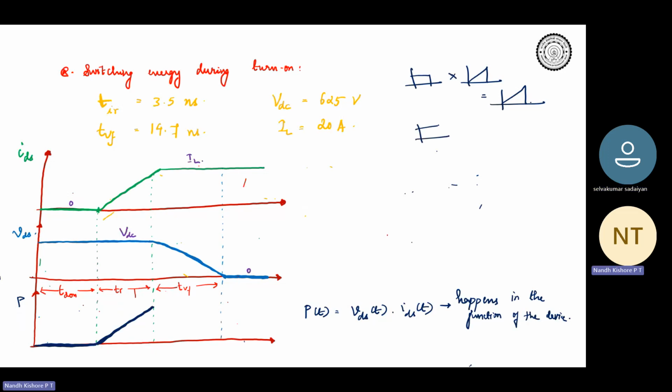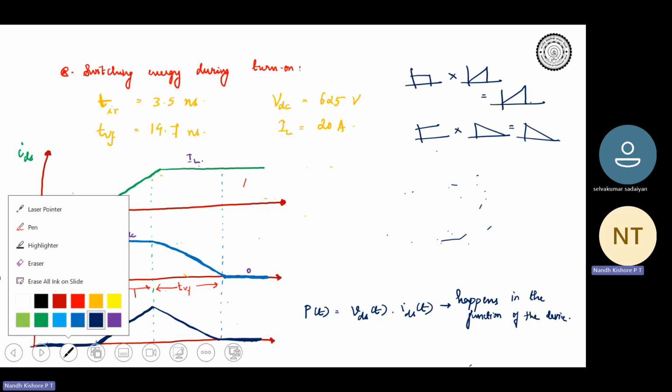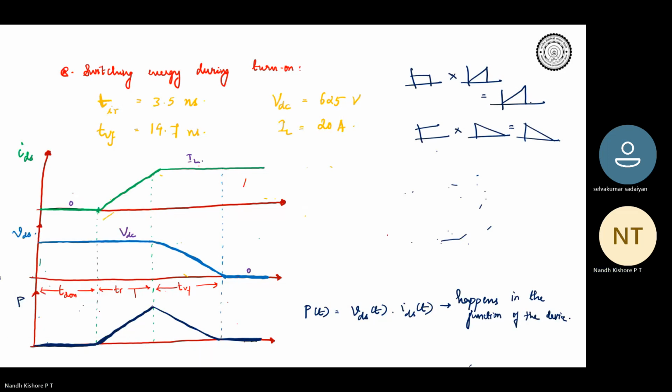Next is your current is constant and voltage is falling. So the net is falling. And then it remains 0. Okay. Fine. So what will be the peak value? Value VDC and IL. Correct. So directly it is VDC into IL, right?